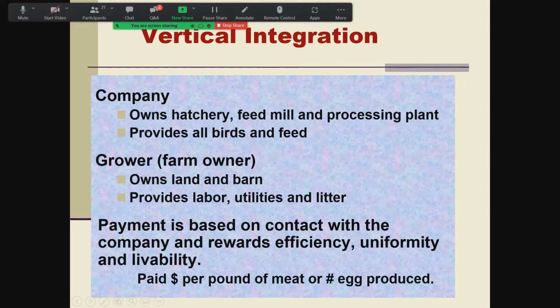So really, again, to emphasize this, the company owns the hatchery, the feed mill, the processing plant, and provides all birds and feed. The growers, on the other hand, or the farm owner, they still own their land, they own the barn, they provide labor, utilities, and the litter for the birds, and then they clean out the houses, and that litter is available to them to sell to other farmers to put down as fertilizer or to use on their own land. And the payment is based on a contract system that rewards efficiency, uniformity, and livability. And it's usually either on a cents per pound basis for meat, or if they're producing fertile eggs or eggs, they get paid so much per egg produced in addition to what they would get.